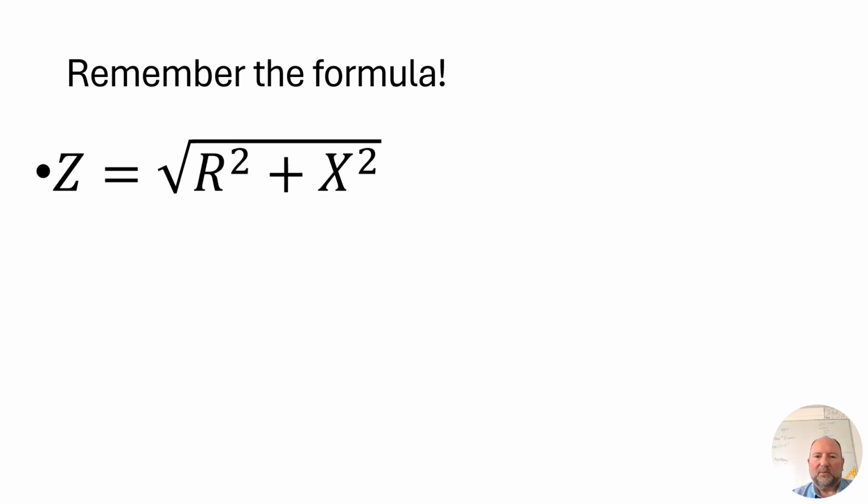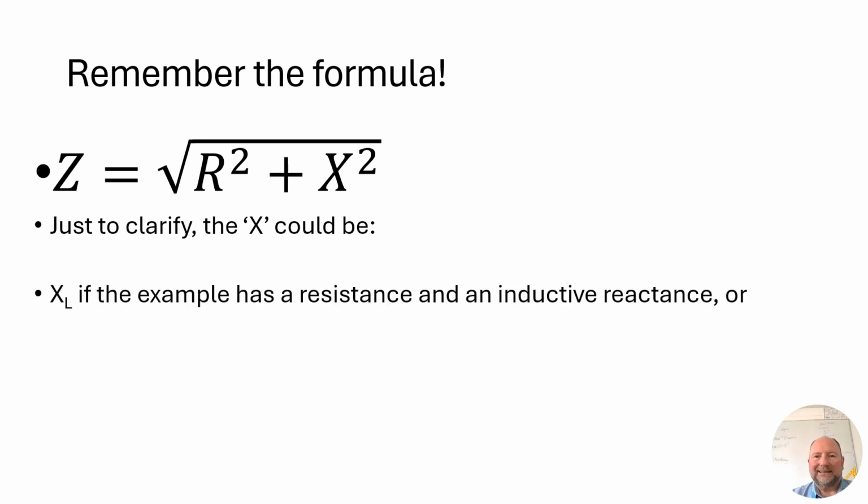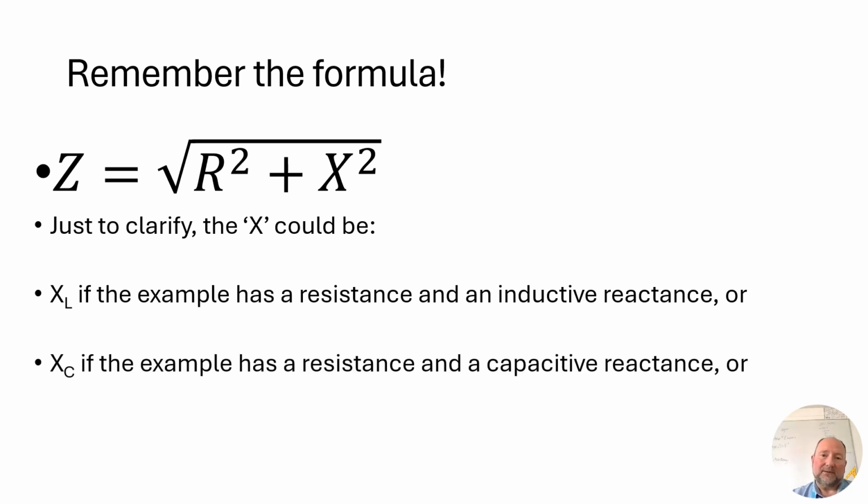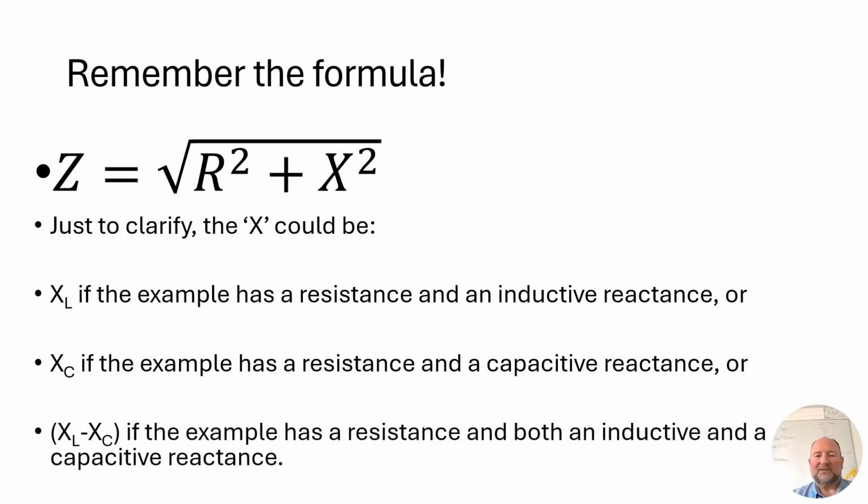You need to remember that formula. Z is the square root of R squared plus X squared. Just to remind yourself though, X could be XL if your AC circuit has inductance and inductive reactance. It could be XC if it has capacitance and capacitive reactance, or XL minus XC if it has both. But Z is the square root of R squared plus X squared.